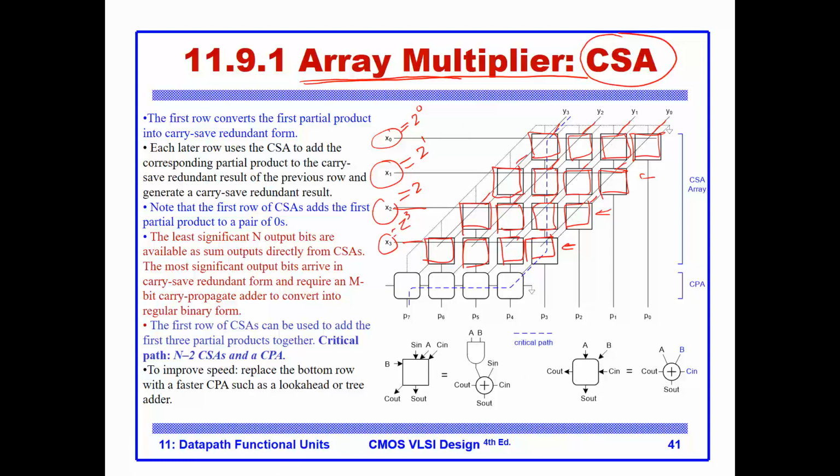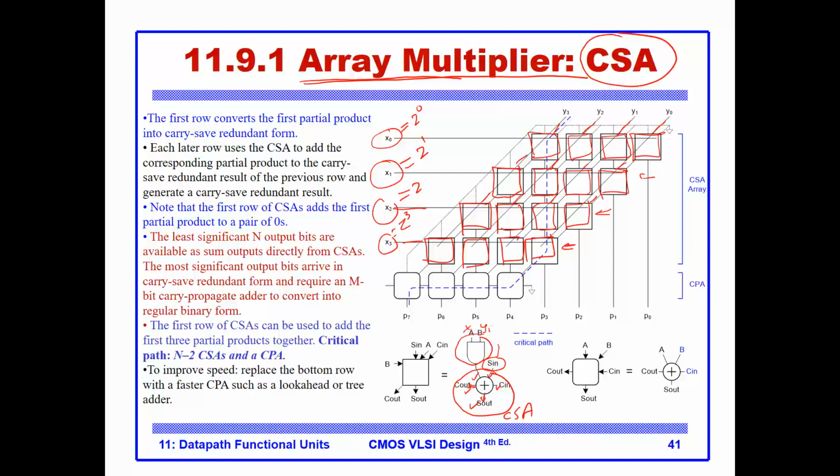What's inside this block? What's inside this block is that I am multiplying the xi with the yj with just a simple AND gate. Then I'm receiving a sum from the previous row and a carry from the adjacent row. Then I'm producing a sum to the next row, and so this here is a carry save adder, because I'm receiving 1, 2, 3 inputs, and I'm producing a carry out and a sum. So this is a carry save adder.